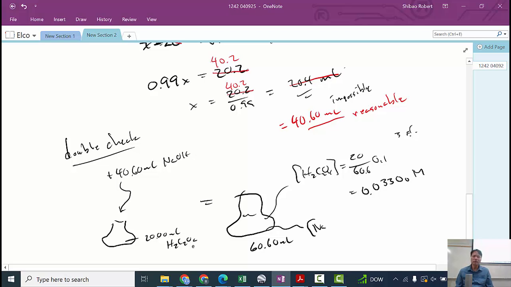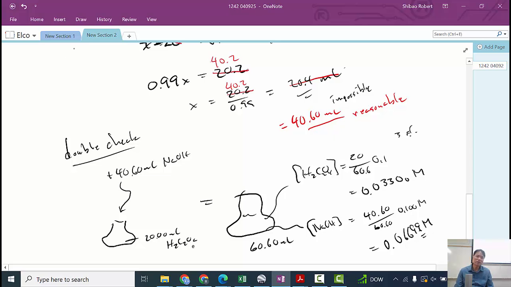And then for my sodium hydroxide, what is the dilution factor here? The sodium hydroxide is going to be 40.60 milliliters originally, diluted to 60.60. I'll keep all the sig figs here, times 0.100 molar. But in my calculator, I'm not going to punch in those. So I'm just going to punch in 40.6 divided by 60.6 times 0.1. And this gives me 0.06699 molar. Here I'm carrying an extra digit.